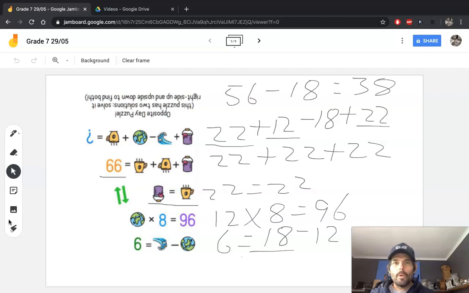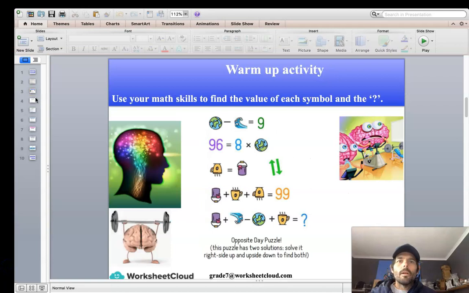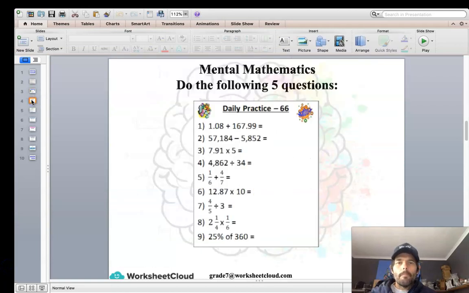So quite a cool little brain bender warm up for you to do. I hope you guys worked through that and got both of those answers. Here are our mental arithmetic questions for today. So there are 9 questions there for you to do. As always, I encourage you to work through them slowly, use the checking strategies we've spoken about. It's not about speed, it's more about quality. Press pause, press play when you've finished to see how you get on.